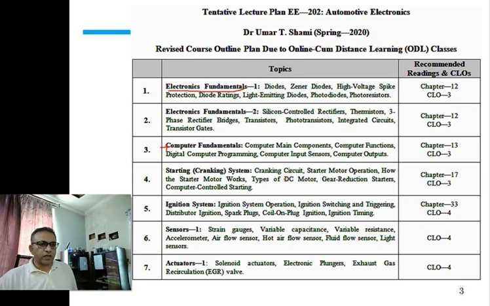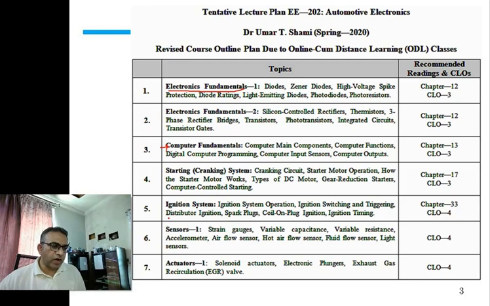Then we will combine the previous studies and we will study the starting system. In the starting system, we will cover cranking. Starting system is also called the cranking system. So we will cover the cranking circuit, motor starter operation, how the starter motor works, types of DC motors, because the motor that we will study will be a DC motor. So we will have an introduction to the DC motor. Plus, we will study the DC motor in detail and we will look at the types of DC motors. Then gear reduction starters, computer controlled starters.